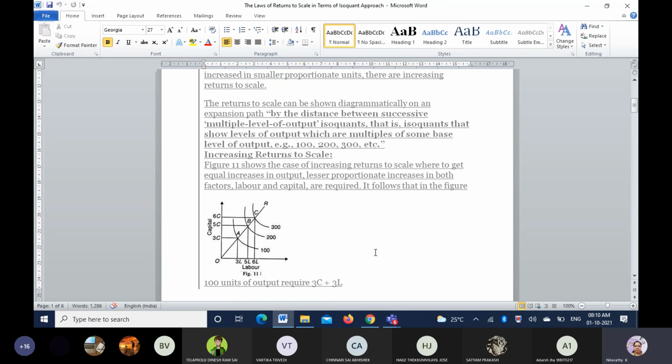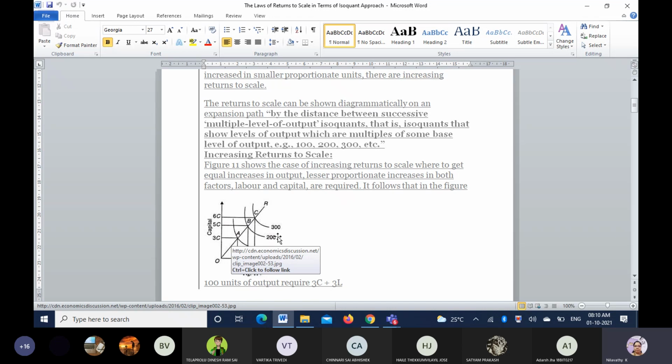So the concept, as they are explaining, is that with a smaller labor input scale, they are able to achieve the same level of output. That is an indication of increasing returns. Okay, so indirectly they are saying that if the same 3 units of capital is going to be used, obviously they will not be producing 200, they will be producing more than 200.